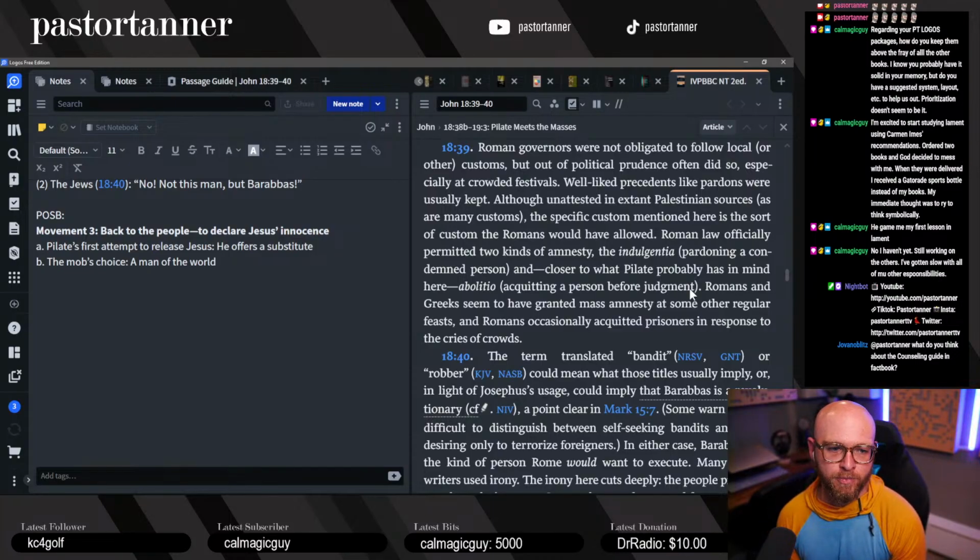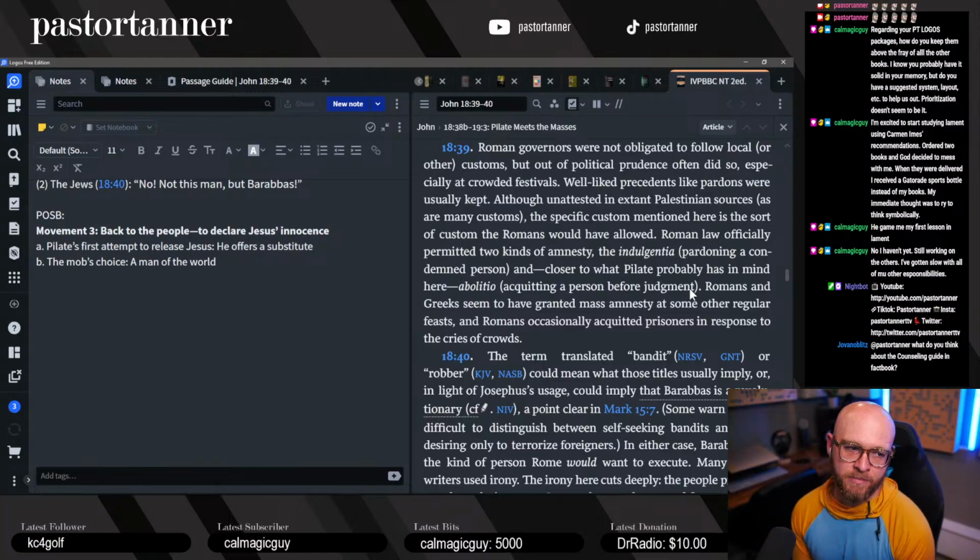Roman law officially permitted two kinds of amnesty: the indulgentia, pardoning a condemned person, and, closer to what Pilate probably has in mind here, the abolitio, acquitting a person before judgment. Romans and Greeks seem to have granted mass amnesty at some other regular feasts, and Romans occasionally acquitted prisoners in response to the cries of the crowd.